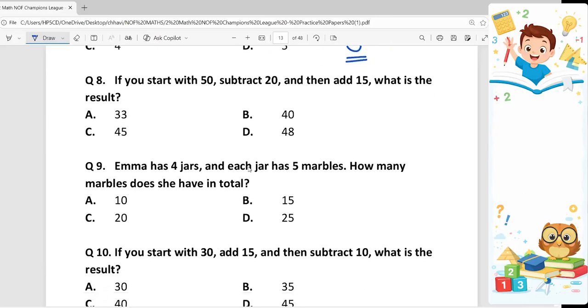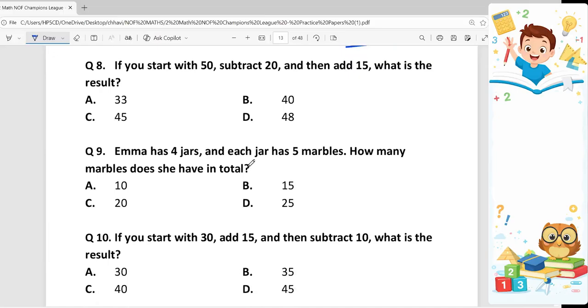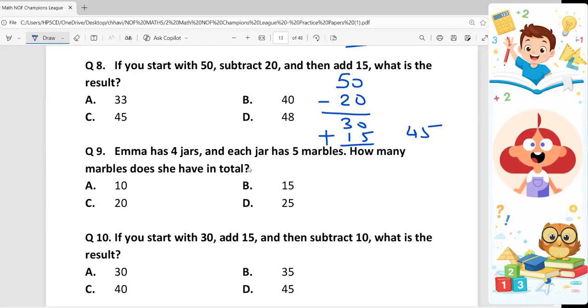Option B. Eighth one. If you start with 50, subtract 20, and then add 15, what is the result? So first we start with 50, subtract 20, that will be 30, and then add 15 to it, that will be 45. So 45 is the result, and option C is the correct answer.